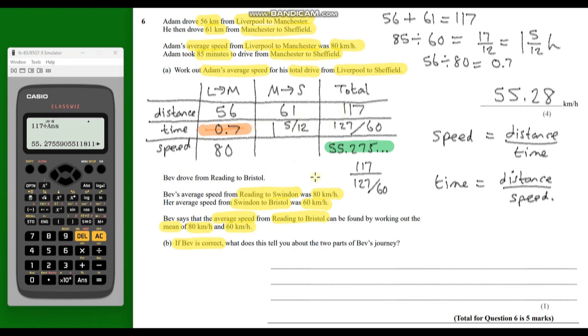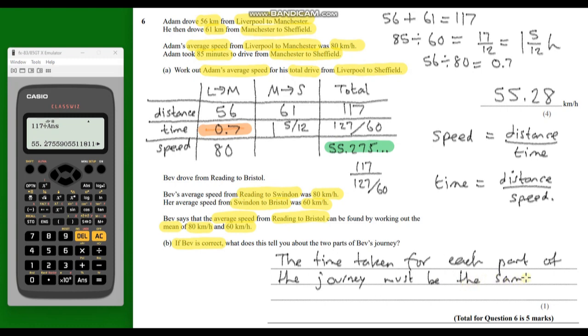That's why we had to go through all of this business here. So the 2 parts of the journey must have taken the same amount of time. So let's just write that down. The time taken for each part of the journey must be the same, and that will give me my mark.